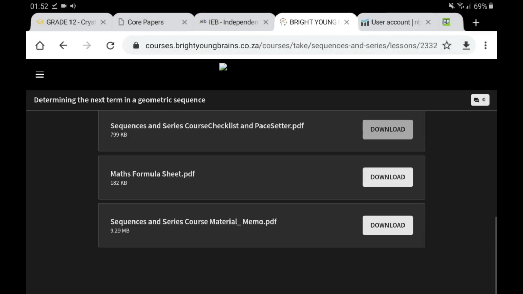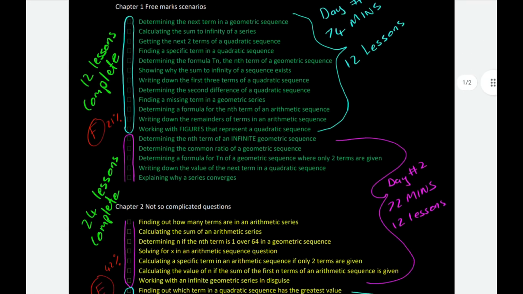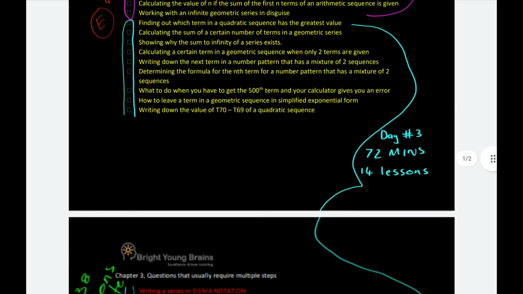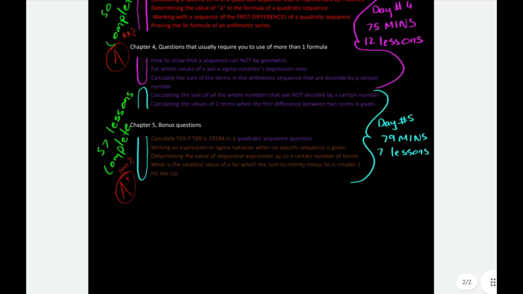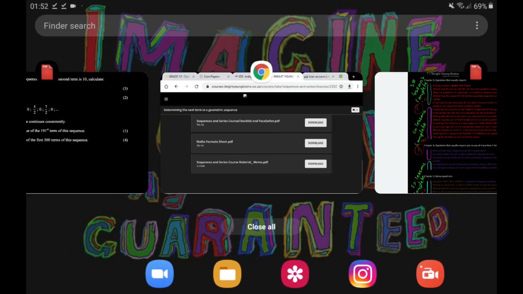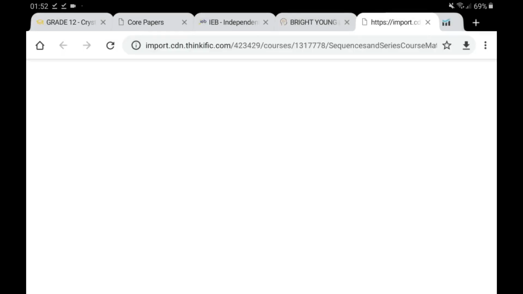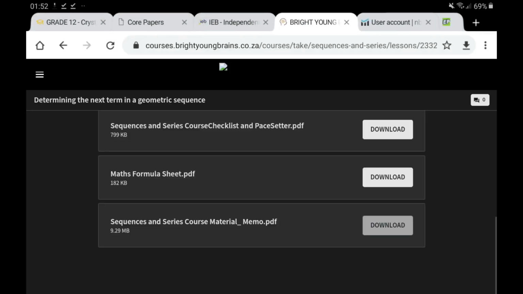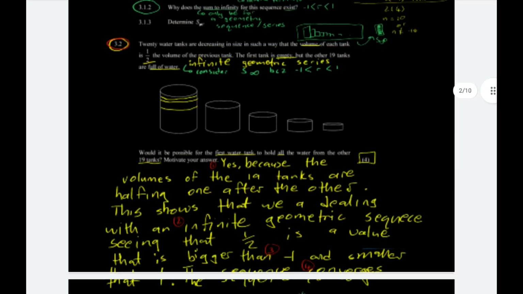The other PDF file is the pace setter. The pace setter gives you an idea of how you can pace yourself, like day 1, day 2, if you're going to just be crunching it out, day 3. So meaning this course you could be done in about 5 days or so if you go through everything. And then the third PDF is just the formula sheet. And then lastly, you also have a PDF memo. The PDF memo is like the full course, but with everything written out, you see.